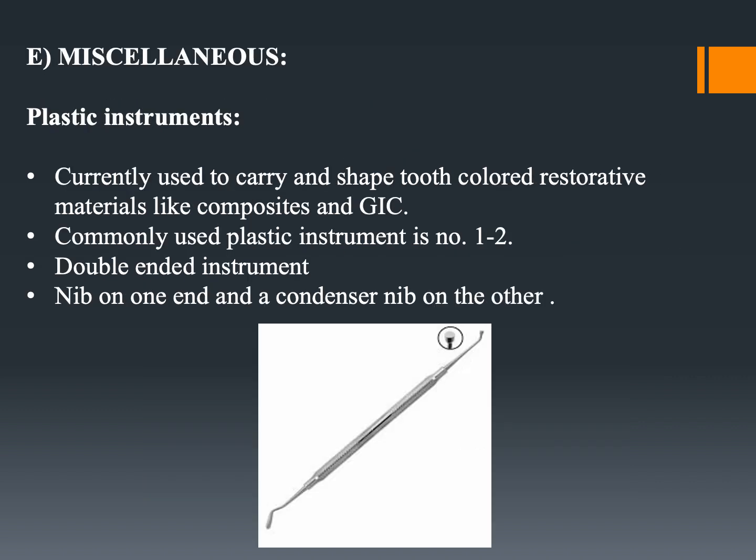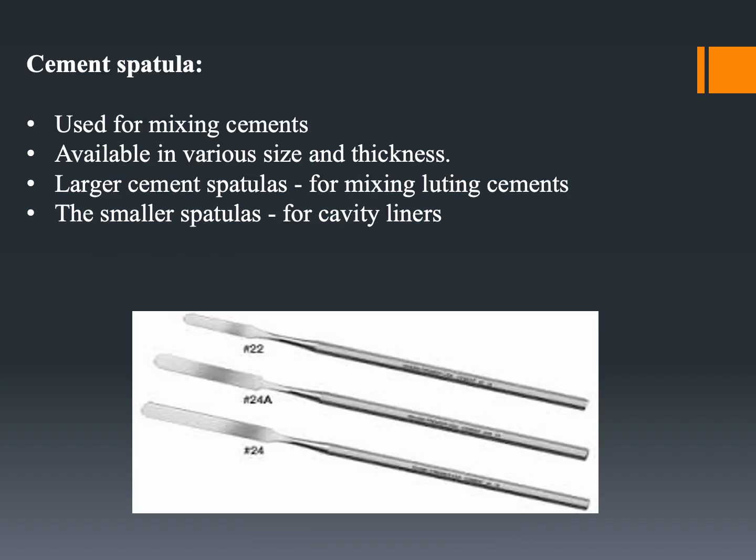So the other miscellaneous instruments which we saw was the plastic instrument. As I told you, it is used to carry or place the material, prepared in a plastic consistency, into the cavity, and it is also a double-sided instrument. So one end has a nib, the other side has a condenser. Coming to cement spatula, the cement spatula also comes in various sizes and it is used for mixing the cement for luting and restorative consistency.